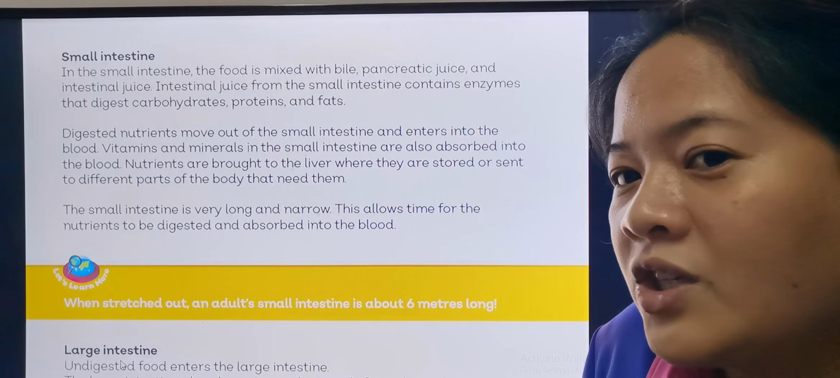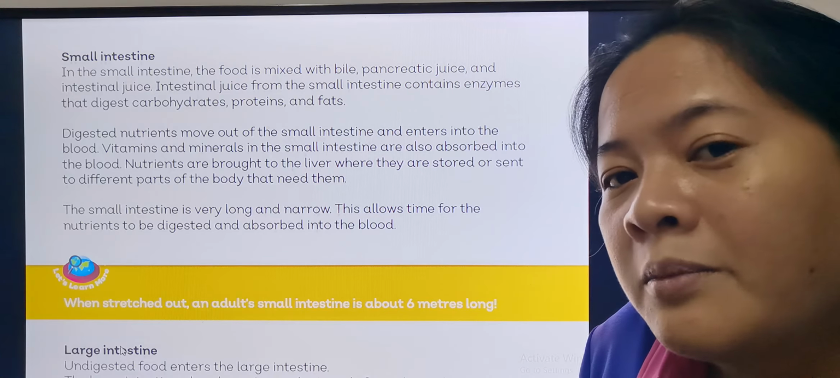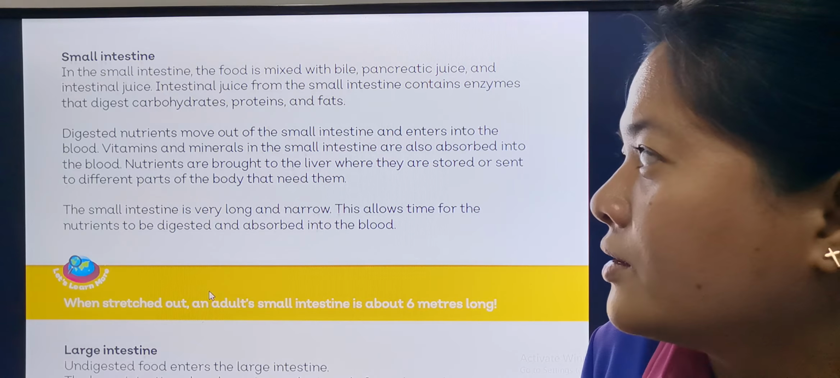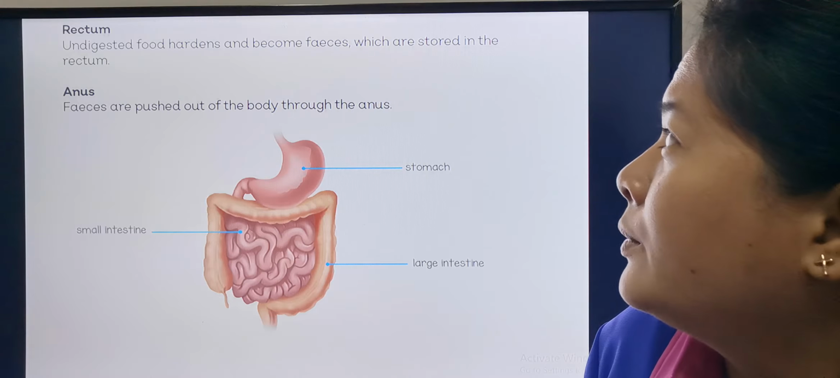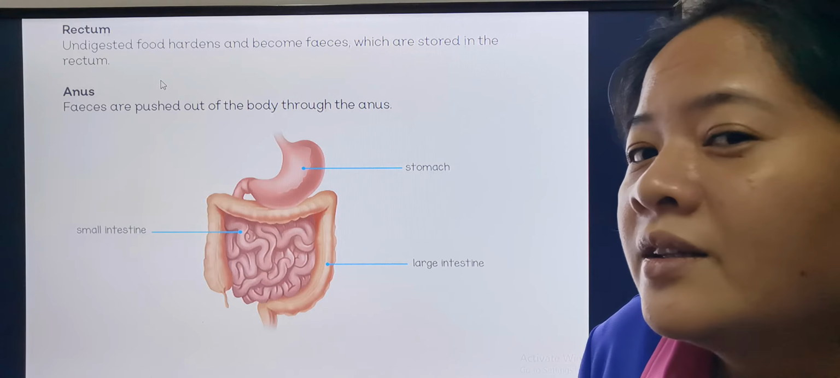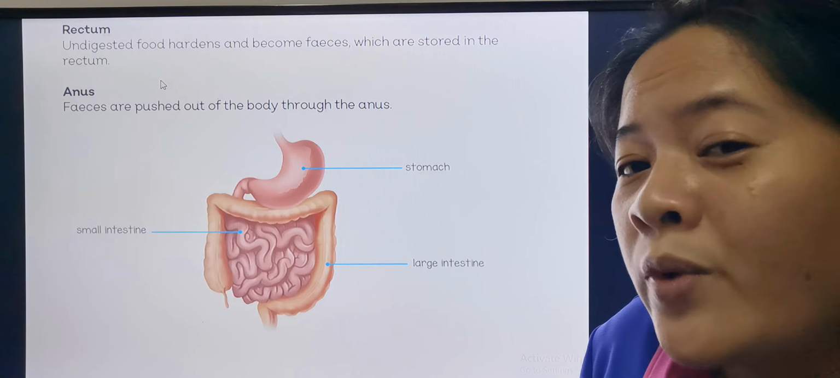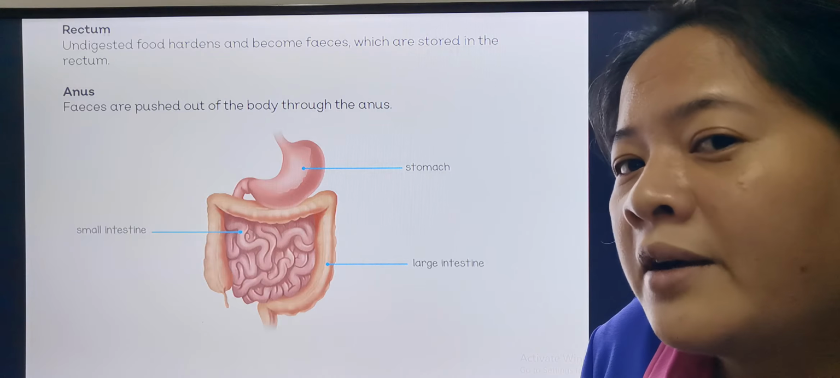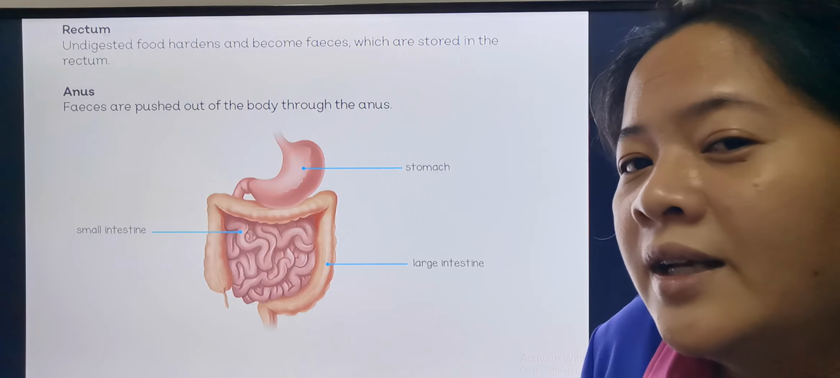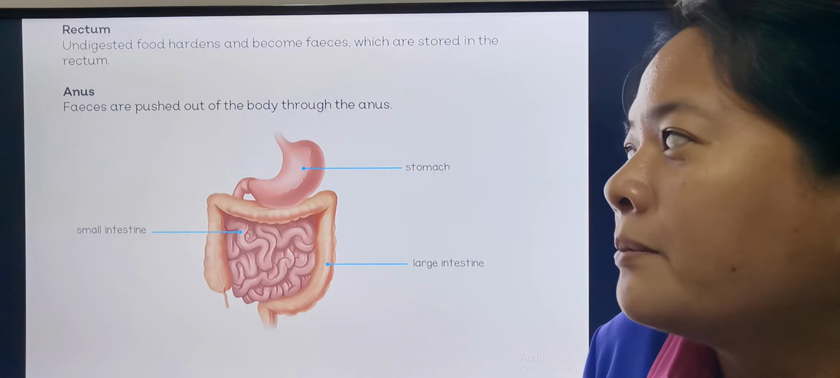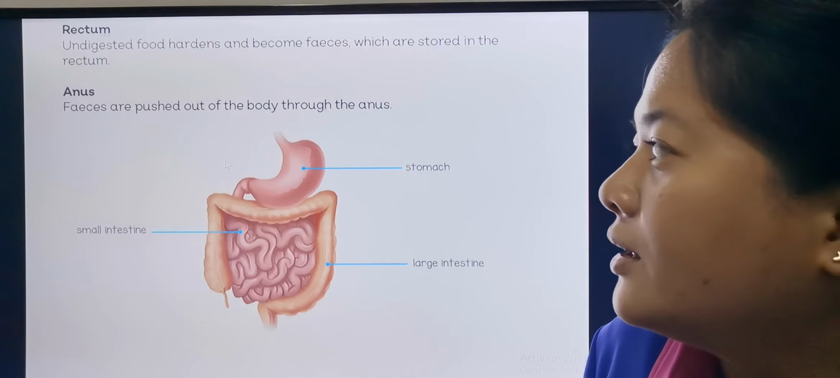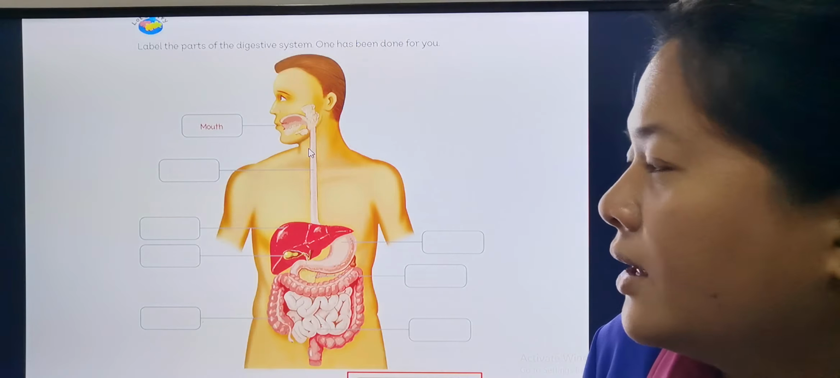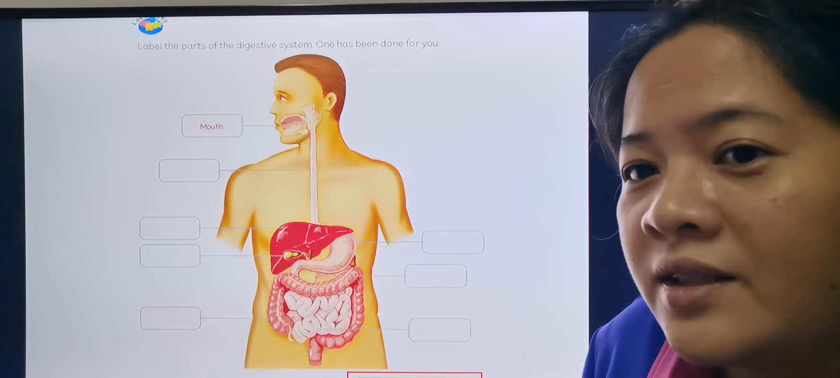And then large intestine absorbs water and minerals, okay? And then the rectum is the passage, where the undigested food will wait here, temporarily stored before it can pass out of the body through the anus, okay? I already asked you to answer this.